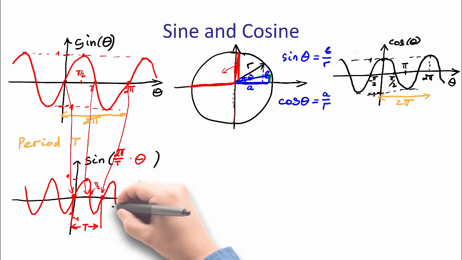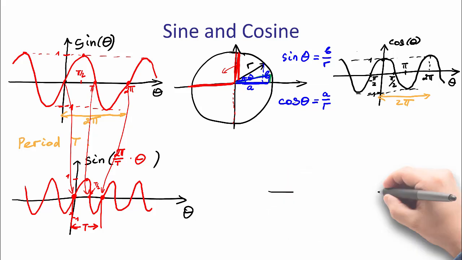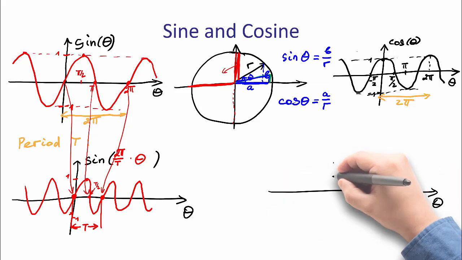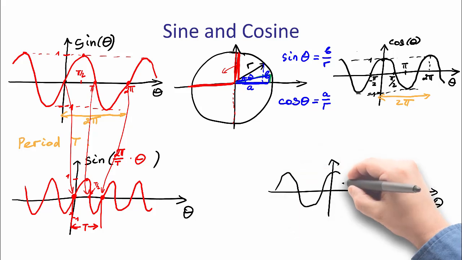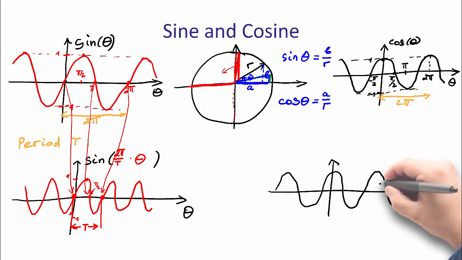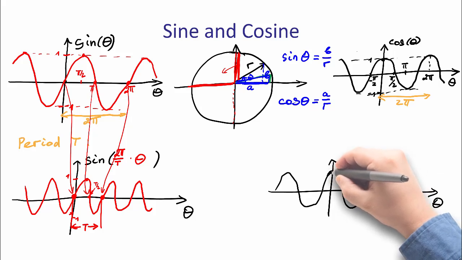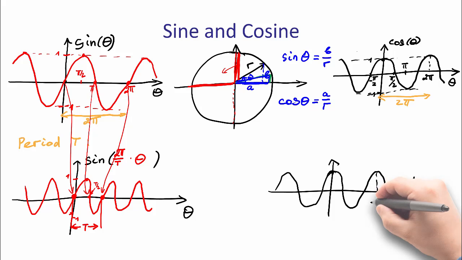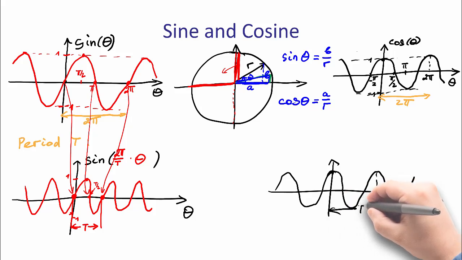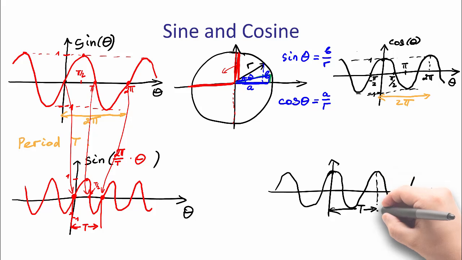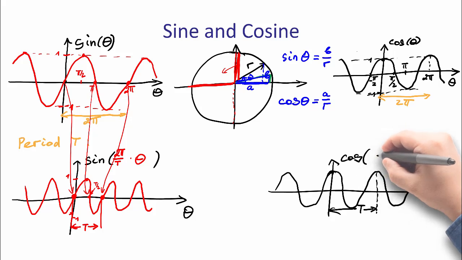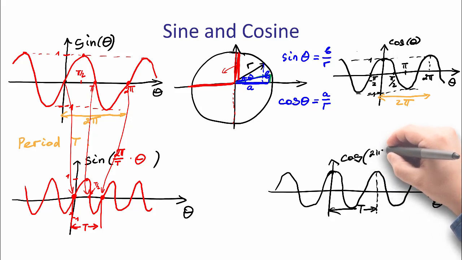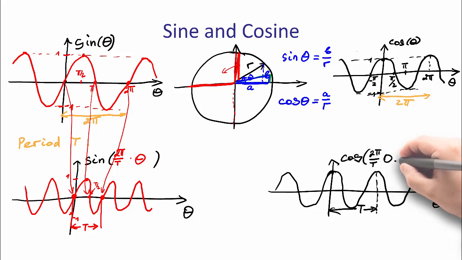Now, for cosine, we have something similar. We want it to be like that. And then we want that period. This is, of course, the maximum point. We want that period to be t. This will be cosine of the same thing, 2 pi over t multiplied by theta.